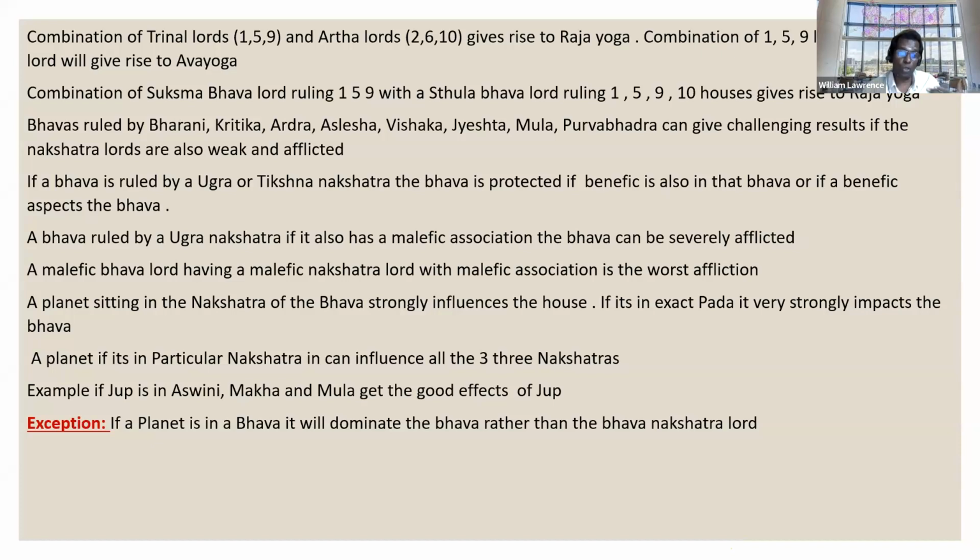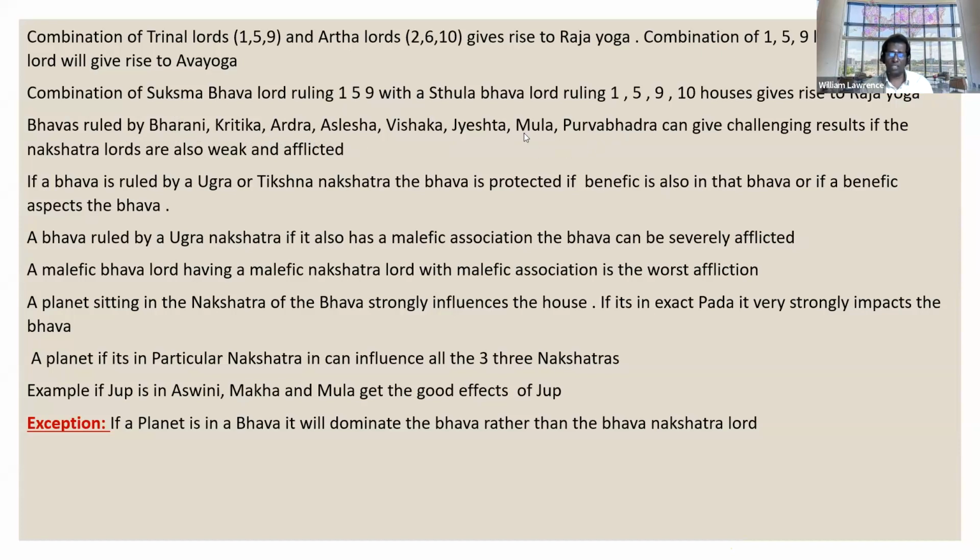In fact, they will act more sharper, more precise, more focused, and more subtle, because they are the crux of the bhava. They are the core of the bhava. If you take a triangle, the tip of the triangle is the nakshatra lord. So generally, bhavas ruled by Bharani, that is, where the bhava madhya falls in Bharani, Krittika, Aridra, Aslesha, Vishakha, Jyeshta, Mula, Purvabhadra.